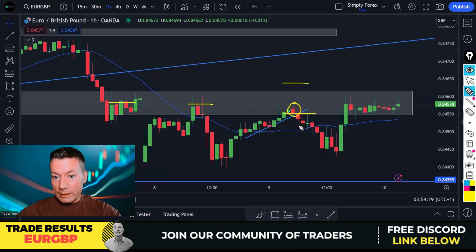So I entered here, all right, and then put my stop above here, okay? But what I also wanted to see, you can see this blue trend line. I also wanted to see a break of that blue trend line. This happened after my trade, but I just wanted to see that as another piece of confluence and to confirm that my trade was a good idea, right? And we'll look at that very shortly.